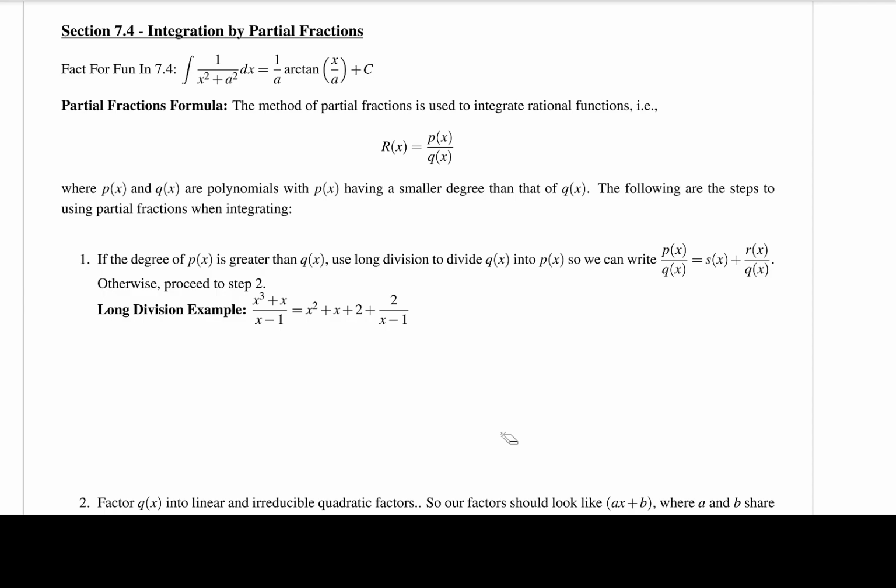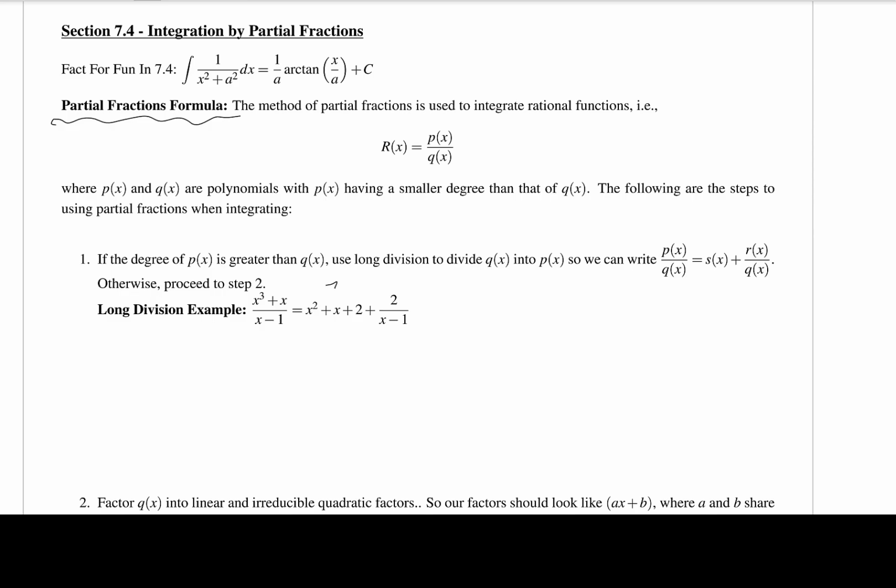Alright, so good news and bad news about this section. The good news is that there's really only one thing to learn in this section. And it's going to be what we call this partial fractions formula, or this method of breaking something up into partial fractions. However, once we learn how to do that, integrating after that is going to be a bunch of stuff that we've already integrated before.